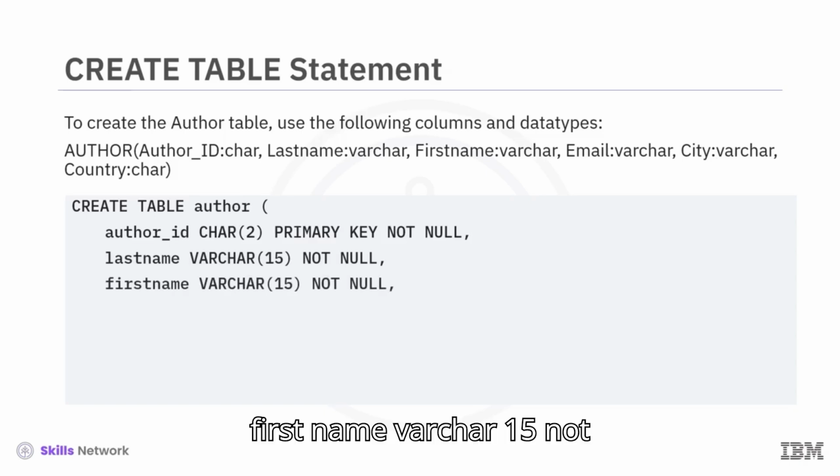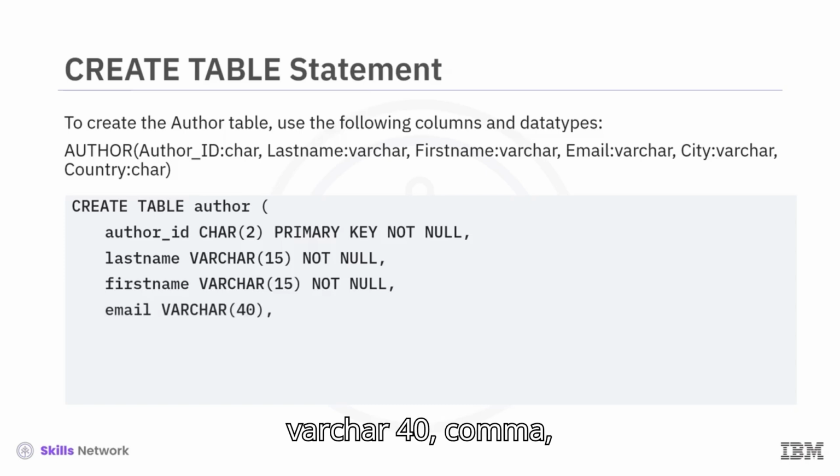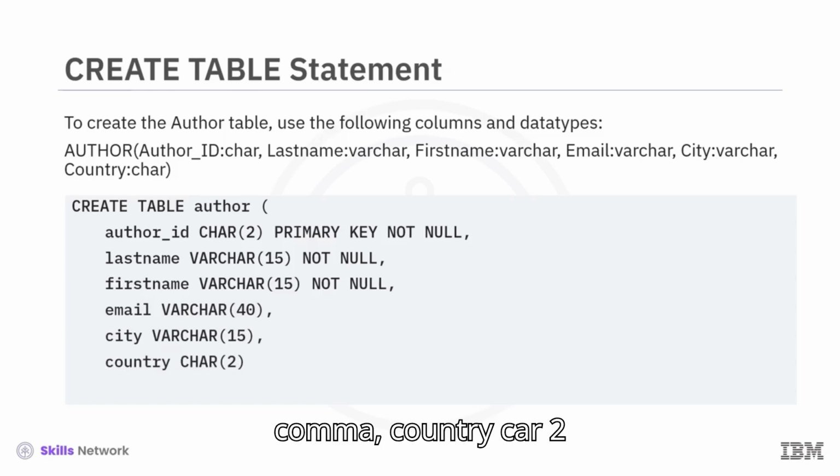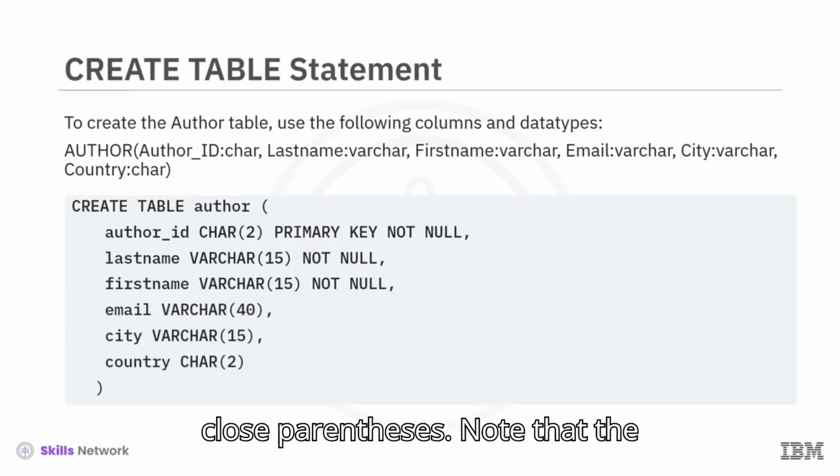First name, varchar 15, not null, comma. Email, varchar 40, comma. City, varchar 15, comma. Country, char 2, close parentheses.